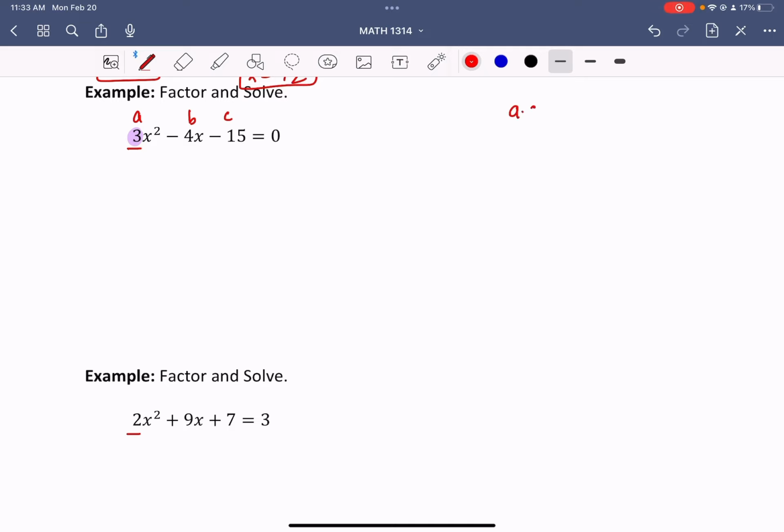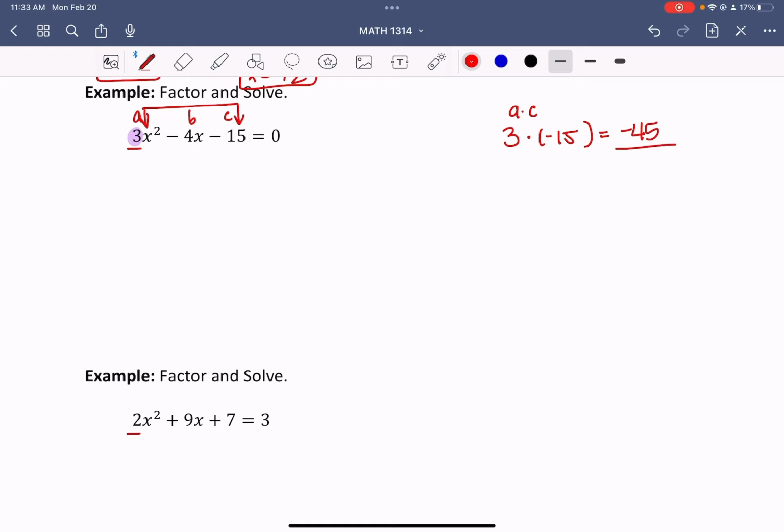So I'll say, what is a times c? I'm multiplying the front piece times the back piece, and that gives me 3 times negative 15, which is negative 45. And that's what I'm going to figure out.